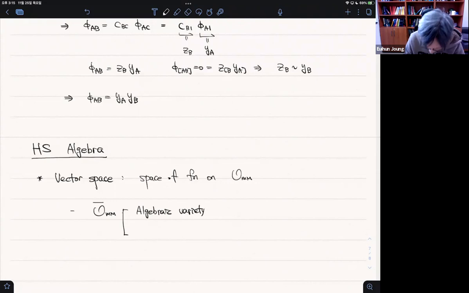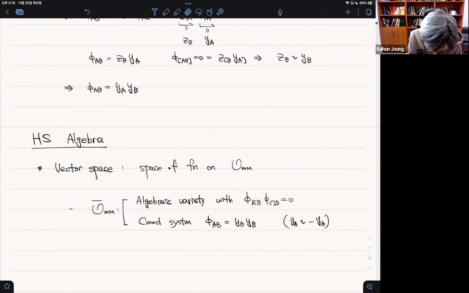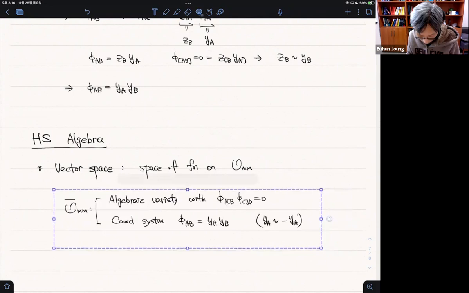With the condition, to recapitulate, it's like that: phi ABCD equals zero. And then we can take the coordinate system phi AB is YA YB. Here we need to note that this is not really a good coordinate system. This coordinate system is up to projectivity conditions. YA should be the same as minus YA with these conditions. This is also quite important later, but I don't know whether I will have time, but it's important. So we do have this property. So indeed, higher spin algebra is nothing but functions on this orbit, more precisely polynomial functions on this orbit.